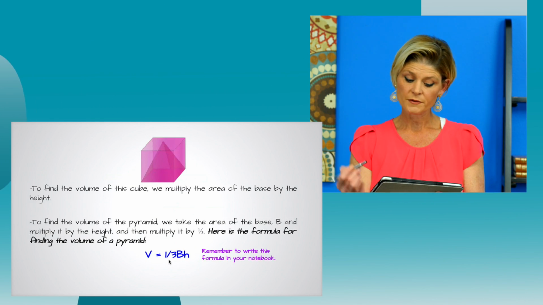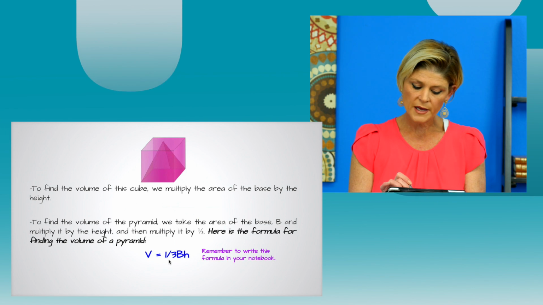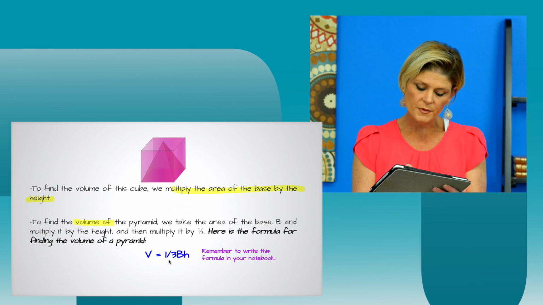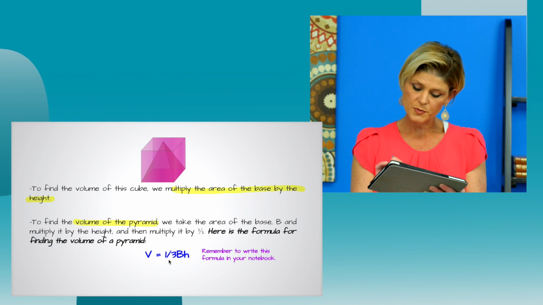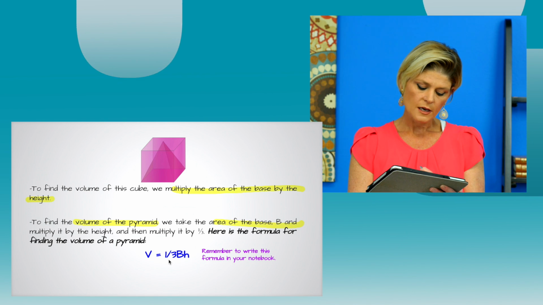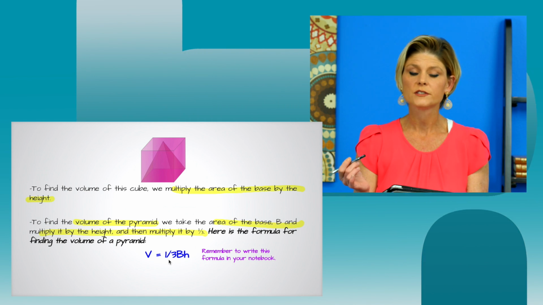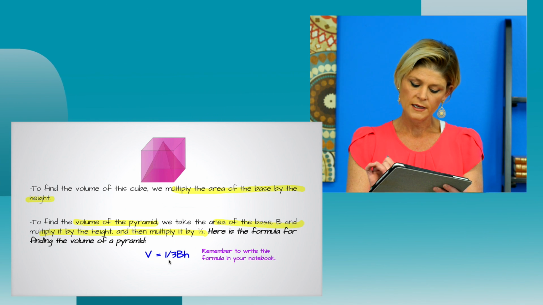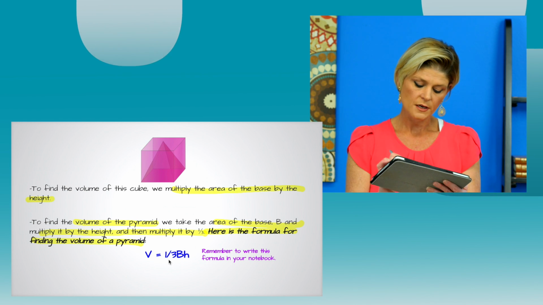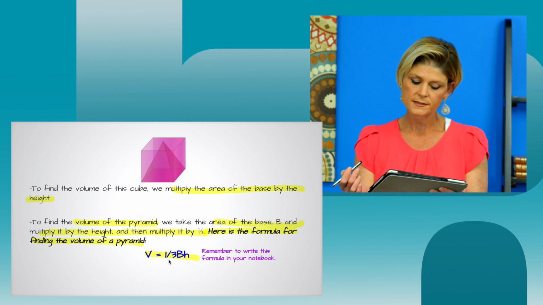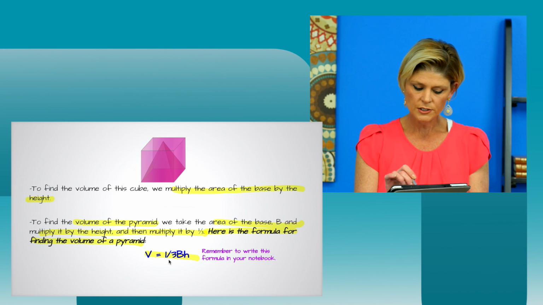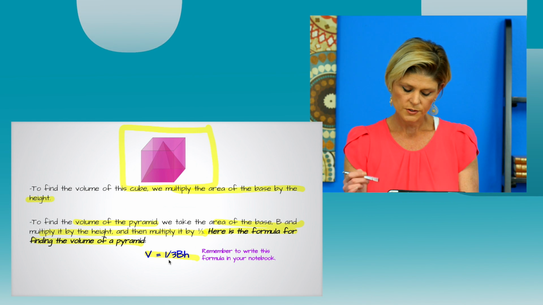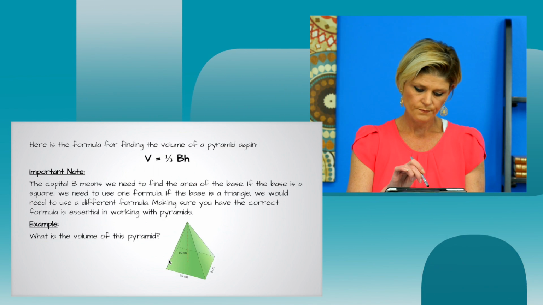So, to find the volume of this cube, we are going to multiply the area of the base by the height. Okay? So to find the volume of the pyramid, we take the area of the base, B, highlight that, and multiply it by the height, and then we're going to multiply it by 1/3. So here's the formula for finding the volume of a pyramid. Volume equals 1/3 base times height. And you can see that's because the pyramid doesn't fill up the whole cube.